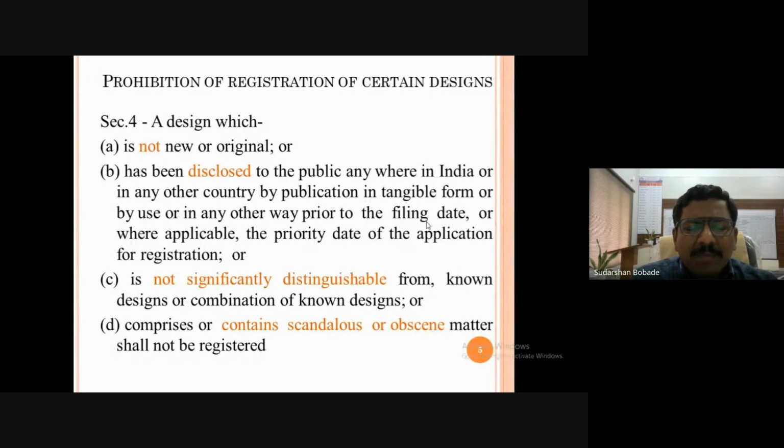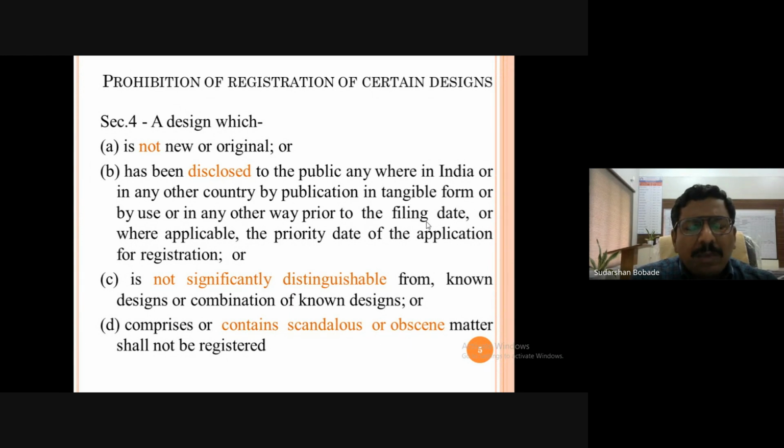So many times, when we go for a new or original design, it might happen that somewhere else it is already produced and published, so we have to take care of the prior art in this design patent procedure also. What different prior art systems are available, we will see in the coming slides.